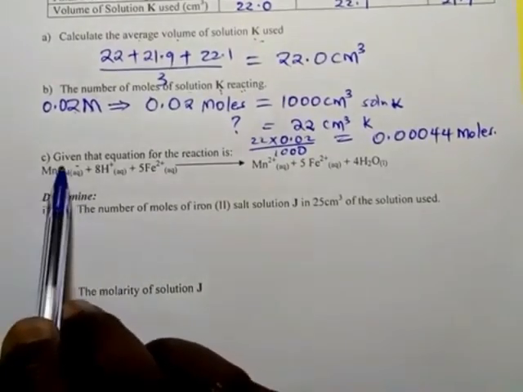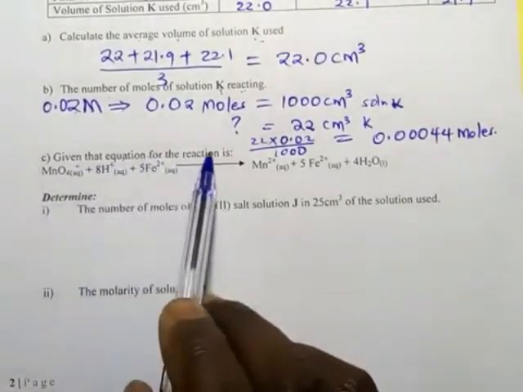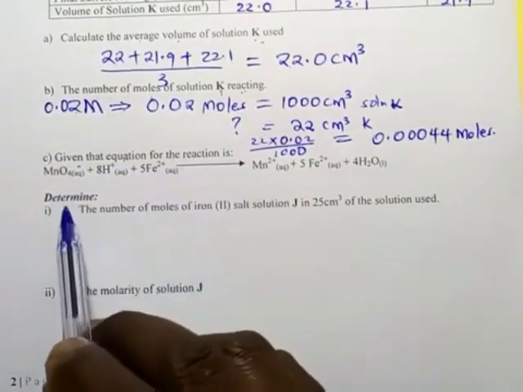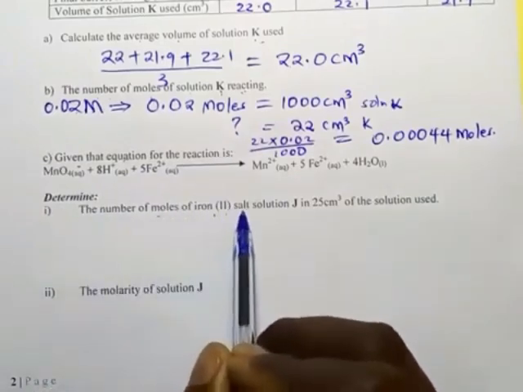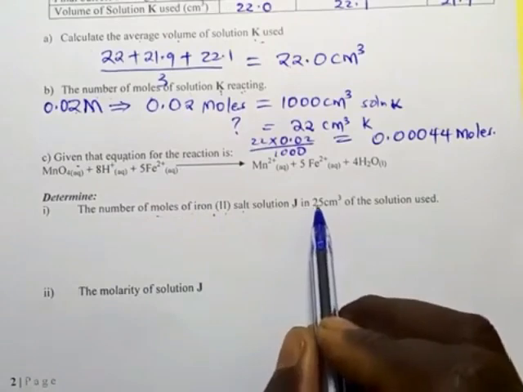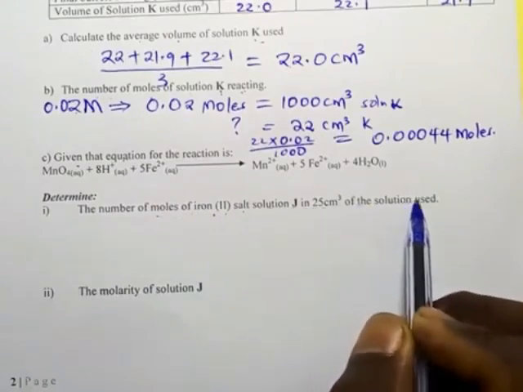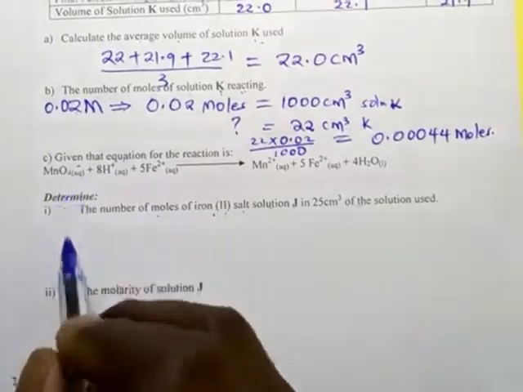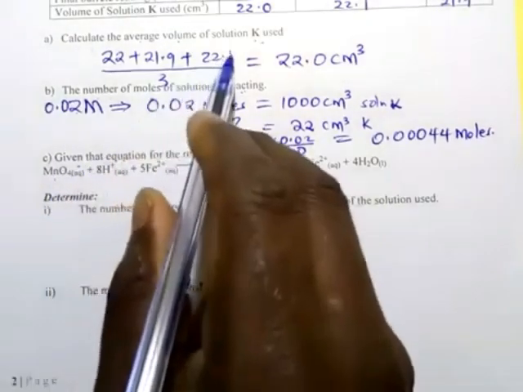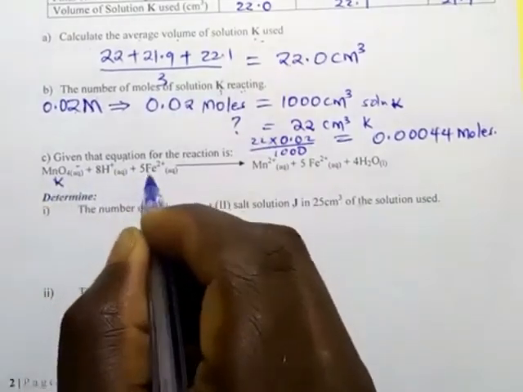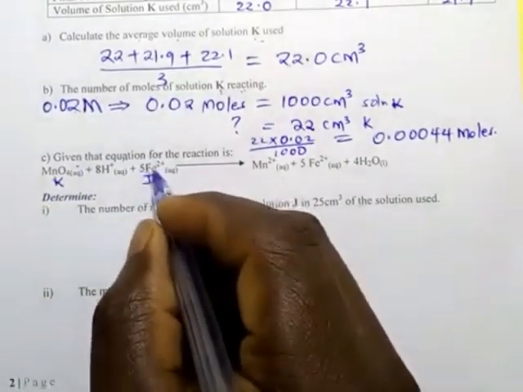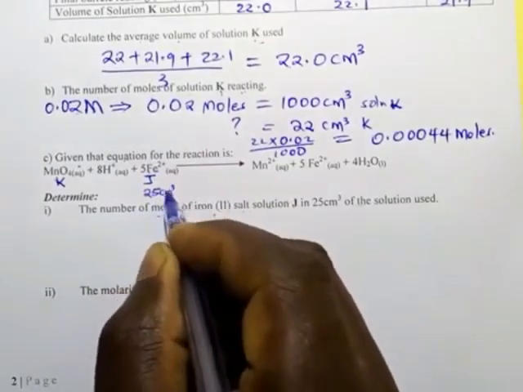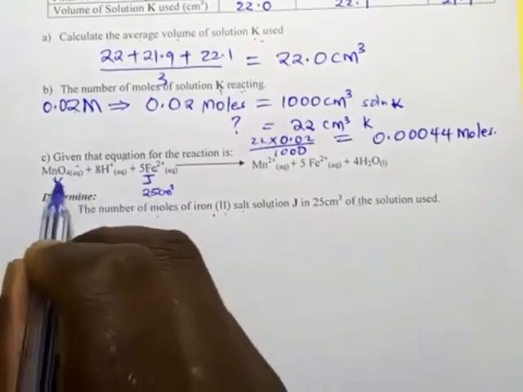Given that the equation for the reaction is this, determine the number of moles of iron 2 salt solution J in 25 centimeters cube of solution used. Now, let us first interpret this. The permanganate is what we call solution K. The iron is solution J. What is the volume of the iron used? We took 25 centimeters cube because we pipetted 25 centimeters cube, and it reacted with 22 of K.